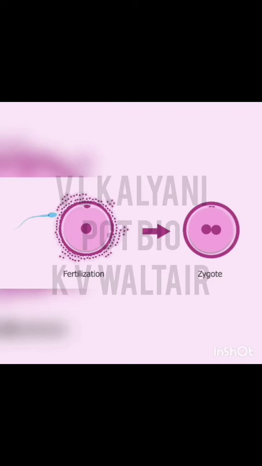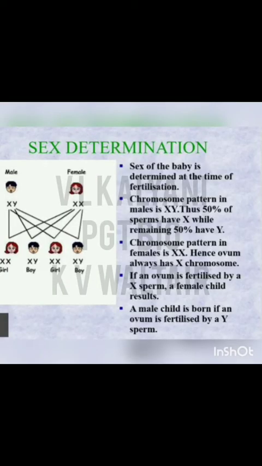You know, the sperm is haploid and the ovum is also haploid. These two are fused, so the zygote which is formed is diploid. So this is about fertilization. Now when the zygote is formed, children, the next part is about sex determination. What is actually sex determination?